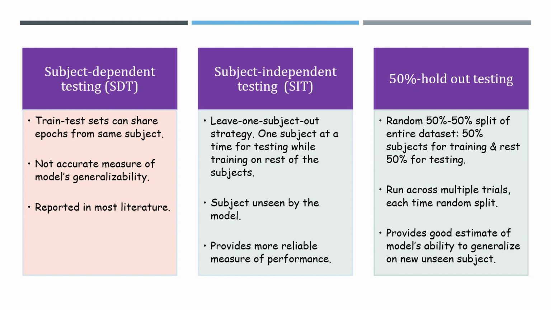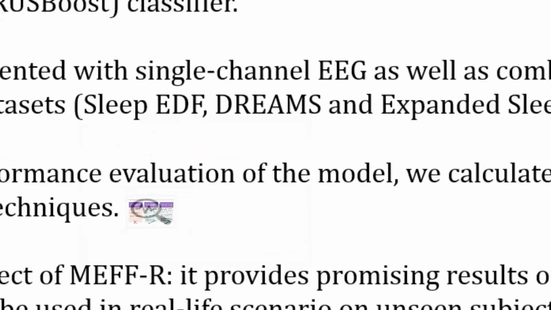So 50% of subjects are kept for training and the remaining 50% for testing, and this is run across multiple trials, each time with a random 50-50 split. This is a very good estimation of the model's ability to generalize to new, unseen subjects. So the SDT technique is not preferred as such, while SIT and 50% holdout testing provide a good estimate of the generalizability of the model and should be tested for every model.